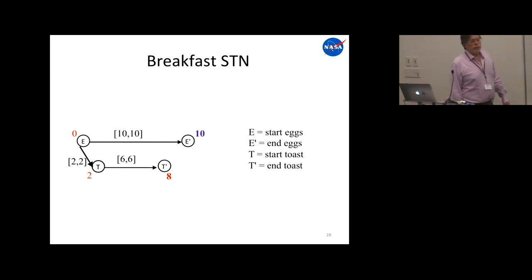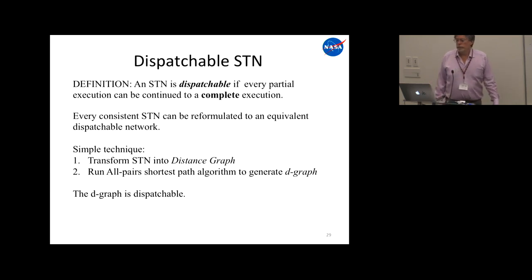Again, how do you recognize dispatchability? You had two networks. When dispatching the previous one, I don't think at the very beginning you said, that's not going to work, right? Or maybe some of you did, I don't know. But you were kind of surprised when it didn't work, right? So it's hard to recognize just by looking at the network what's dispatchable and what's not. Well, let's define what dispatchable is.